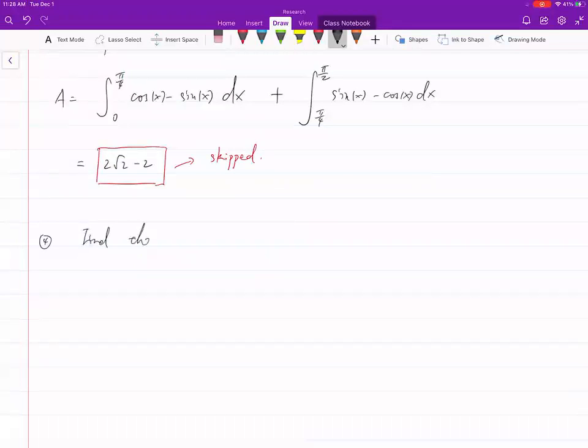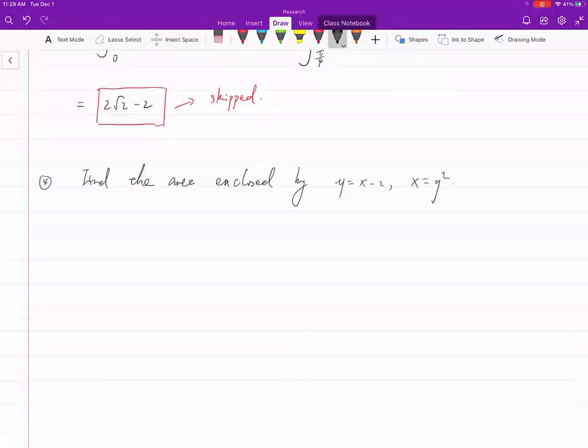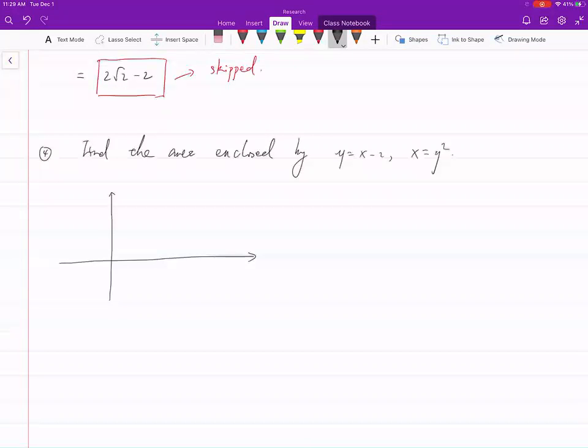Find the area enclosed by y equals x minus 2 and x equals y squared. This is easy. It's a line. Does everybody know how to draw this? Do you know how to draw this? What about this?